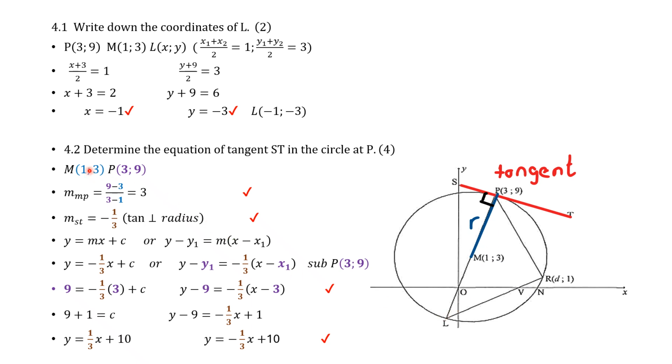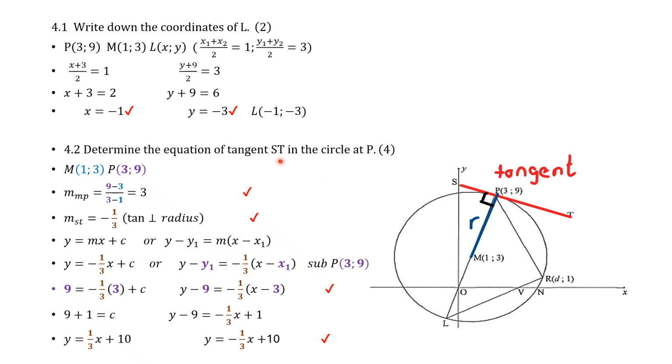Alright, 4.2, determine the equation of the tangent ST to the circle at P. Right, so I've just highlighted my tangent there in red. And I've highlighted that MP there is a radius, and I should remember that tangent and radius will always meet at 90 degrees. That's tangent perpendicular to radius. So they have P. I can't find the gradient of ST because I don't have another point there.